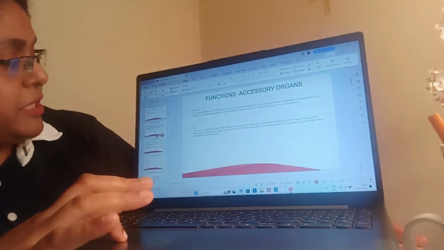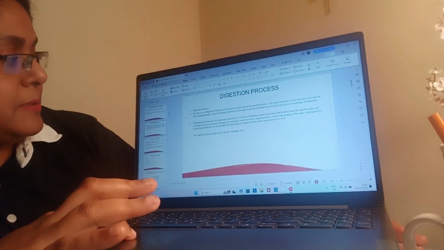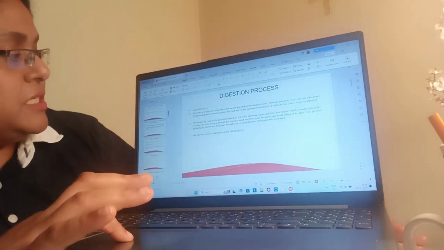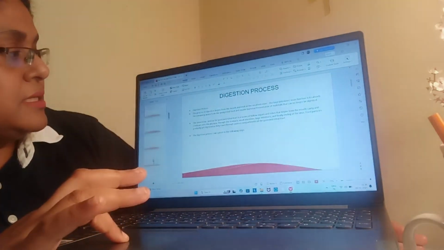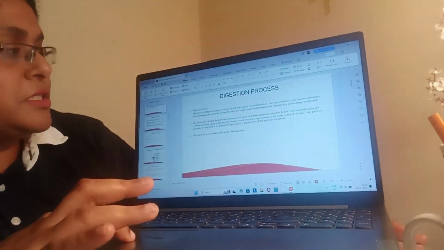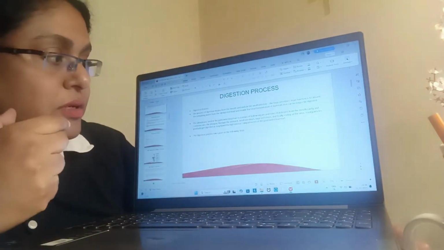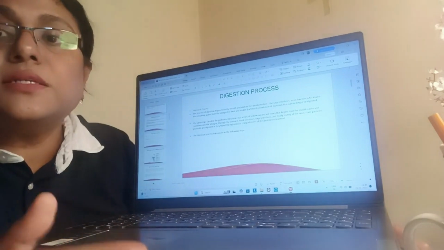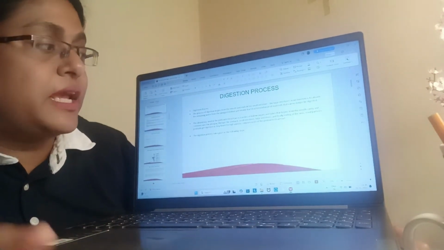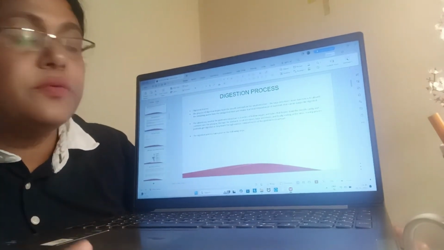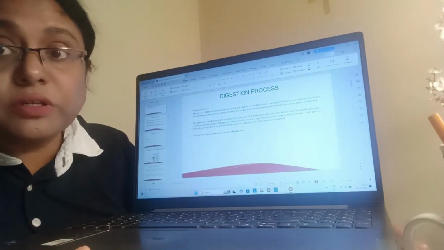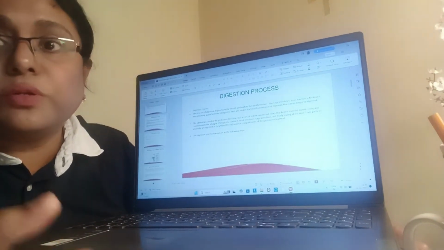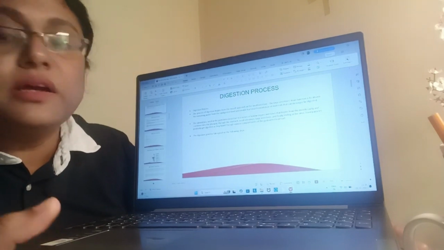Next one, talking about the digestion process. So we are now going to detail the digestion process. The process of digestion begins from the mouth, and ends in the small intestine, large intestine, and then, as we have already talked about, it goes to the rectum. So the waste products are eliminated through the rectum.